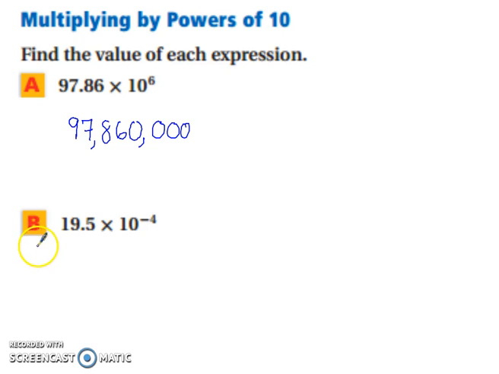Now that you've had a moment to try it on your own, let's look at it together. So we have 19.5 times 10 to the negative 4, which means we need to move the decimal point 4 places to the left. So we start where the decimal point was, and we're simply going to move it 4 places to the left. So we have 0.00195.